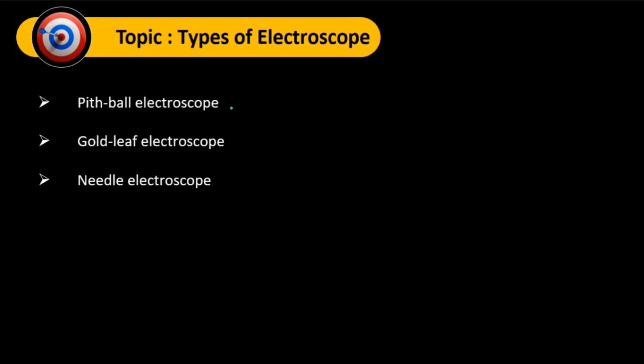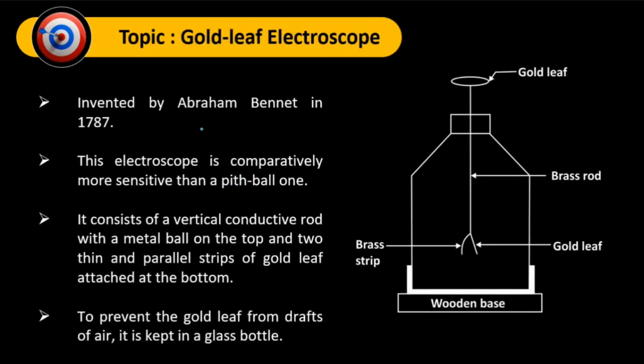Then we have three particular types of electroscope that were discovered. The first is the pith ball electroscope, then the gold leaf electroscope, then the needle electroscope. Out of these three types, we have to talk about the gold leaf electroscope. This is in your syllabus, so let's talk about what a gold leaf electroscope is. It was invented by Abraham Bennet in 1787.